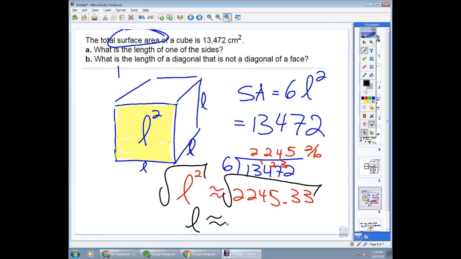Square roots are not fun by hand unless you're really bored. What do we get for square root of that? About 47.384. Okay, so we'd call it 47 would be the nearest integer version. And what are the units of that?